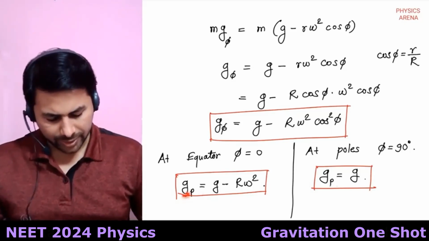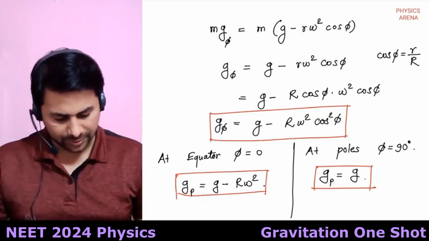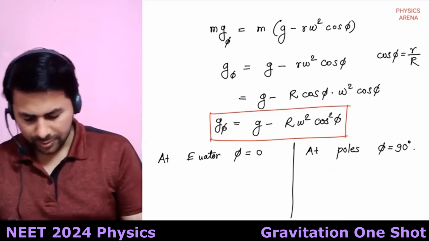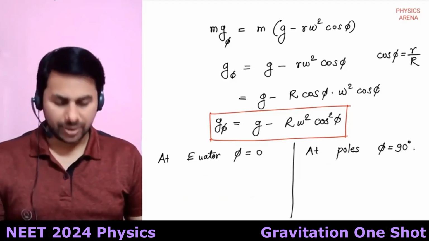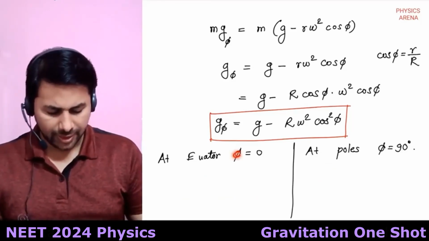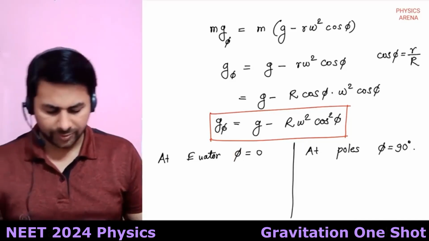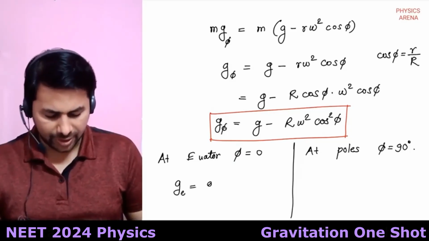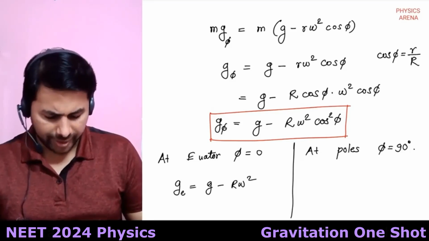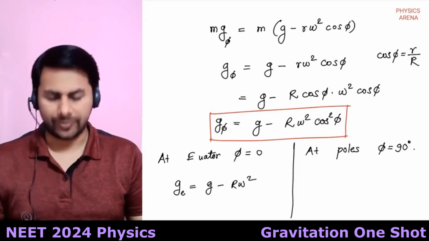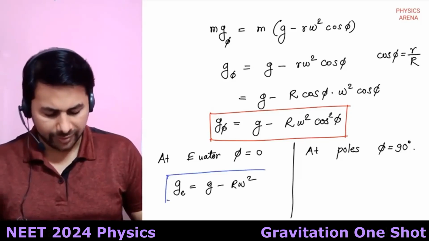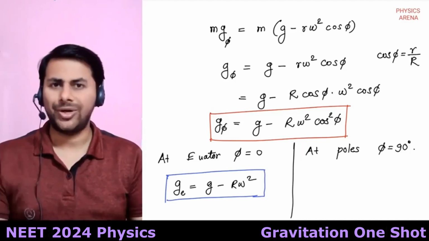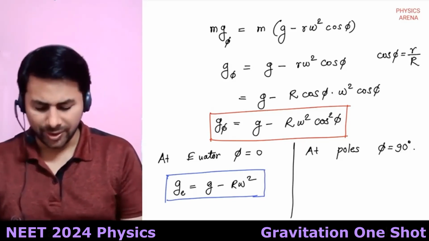Oh, I wrote g_p at both places. So at the equator phi is equal to 0, right? And cos phi is 1. Therefore, this variation is maximum at the equator. So g at the equator is g minus R omega square because cos of phi will be equal to 1. So on the equator, it is the maximum change because of the rotation of Earth, in acceleration due to gravity, maximum along the equator.